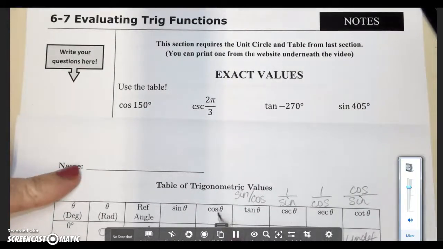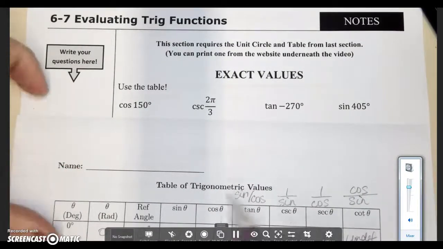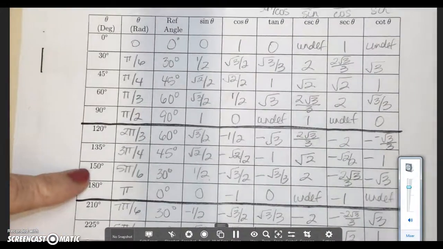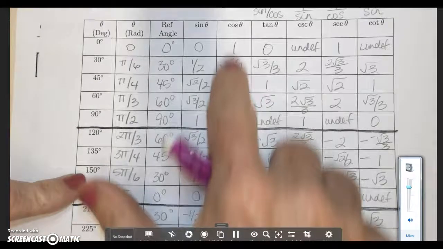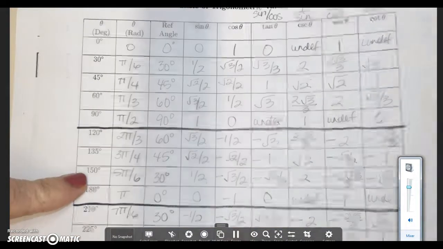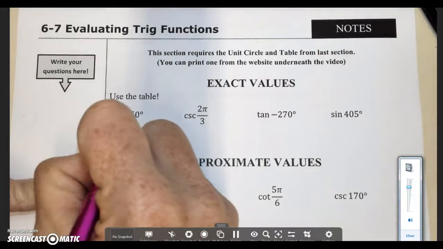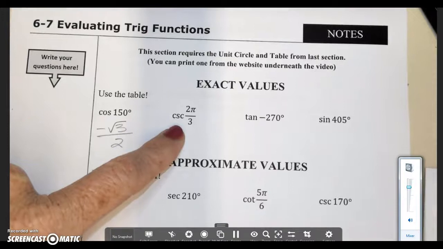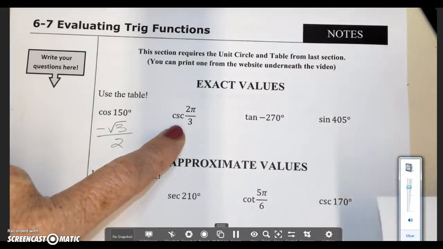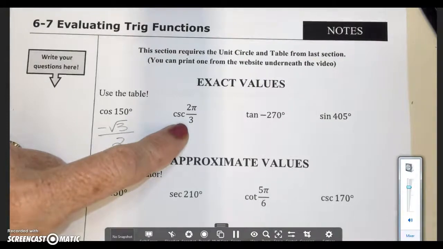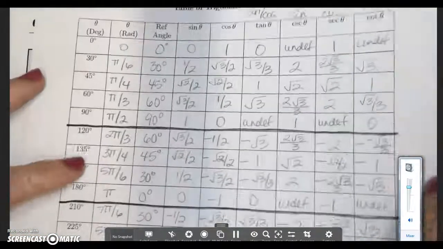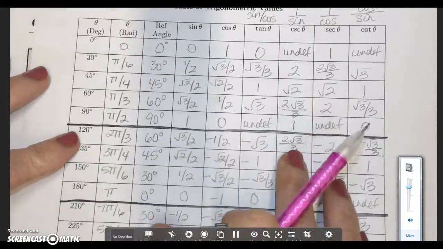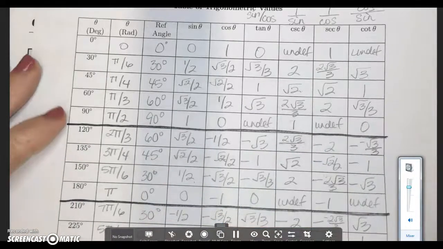So I'm going to use my cosine column, and I'm going to look for 150 degrees. I'm going over to my cosine, and my cosine at 150 is negative square root of 3 over 2. Okay? Cosecant. Well, I don't have a cosecant on the unit circle per se, right? I have a sine, cosine, and tangent, but when we filled this chart out, that was one of the reasons we did that. So 2 pi over 3 is actually 120 degrees, and that's going to be here, and we're going to go find our cosecant, which is 2 square roots of 3 over 3.